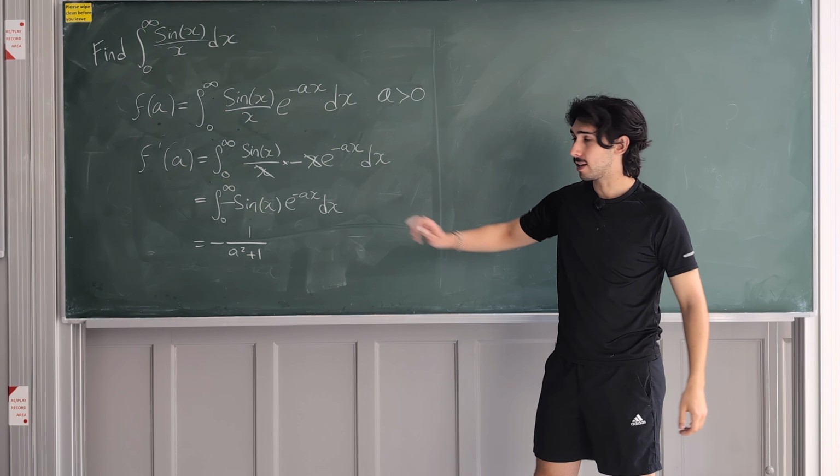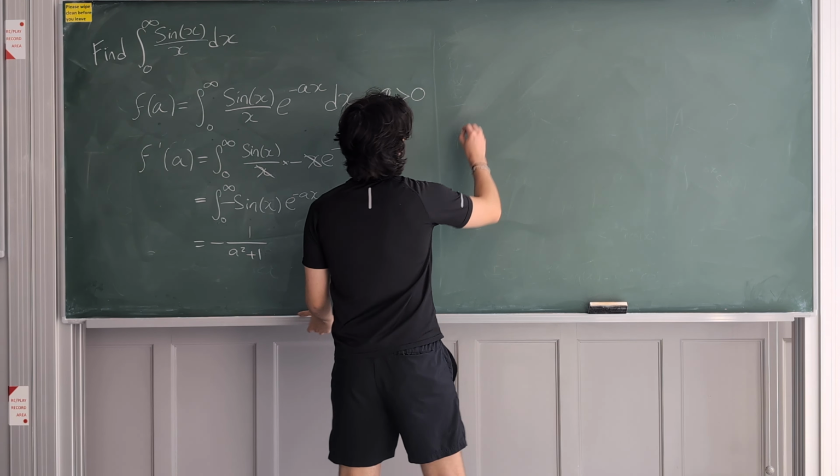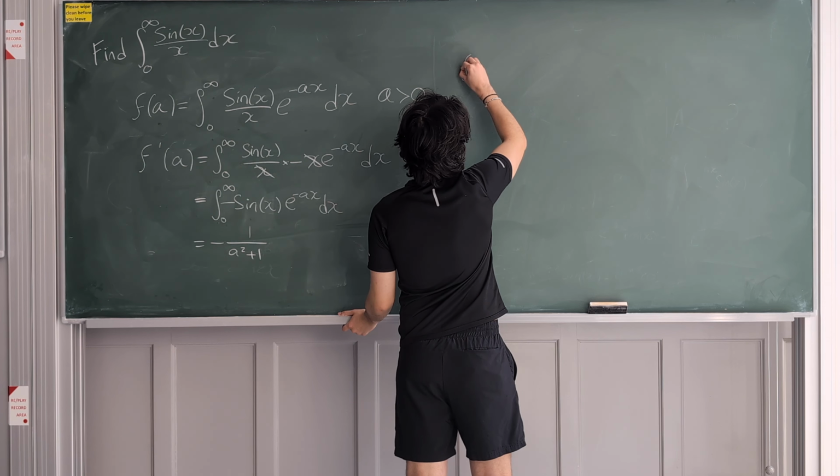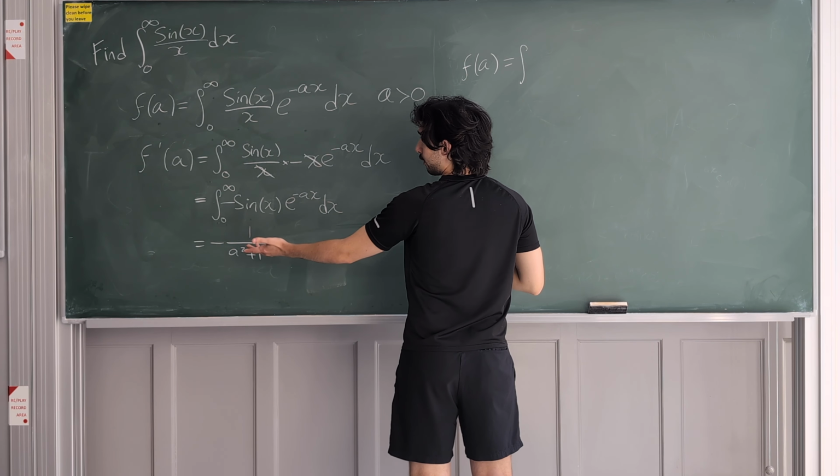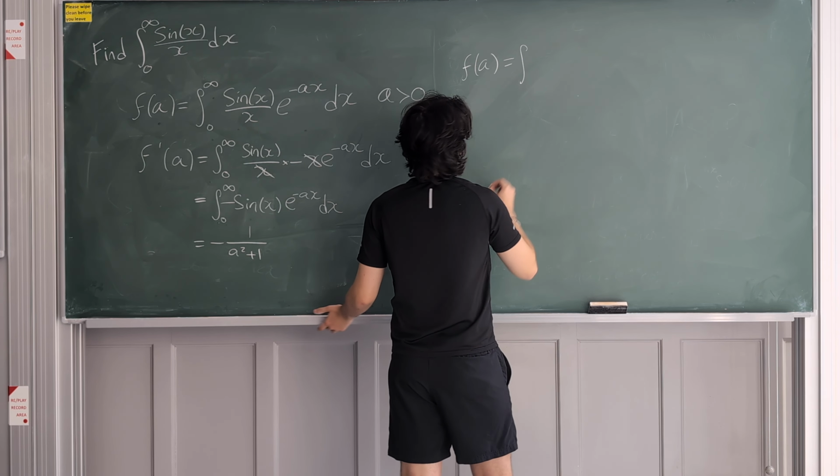So we're going to integrate this function, and I'll do it up here. f of a would have to be the integral of the derivative of f of a, which is again minus 1 over a squared plus 1.